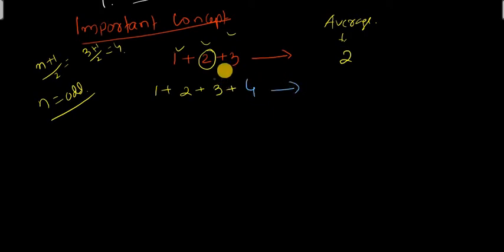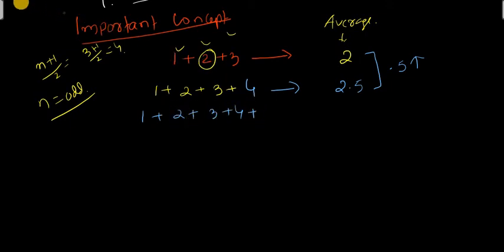With 1, 2, 3, 4, the quantity is an even number, so the average is 2.5, the average of the two middle numbers. The average increased from 2 to 2.5, that is by 0.5.